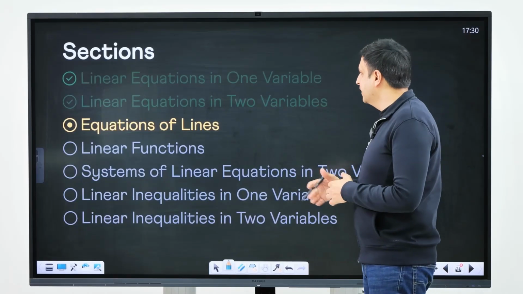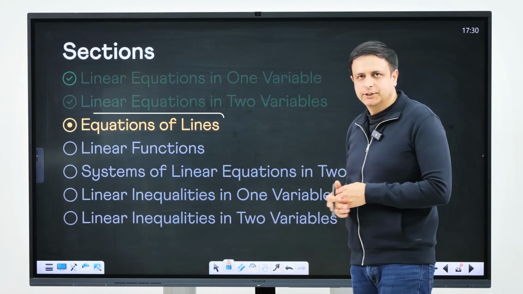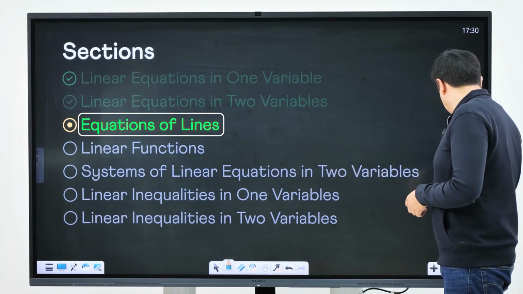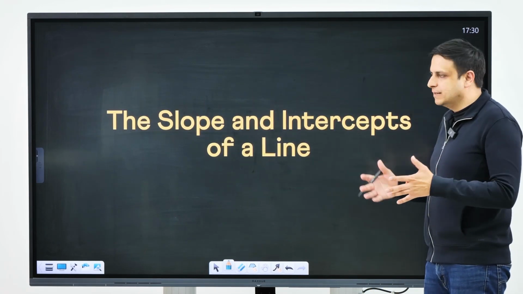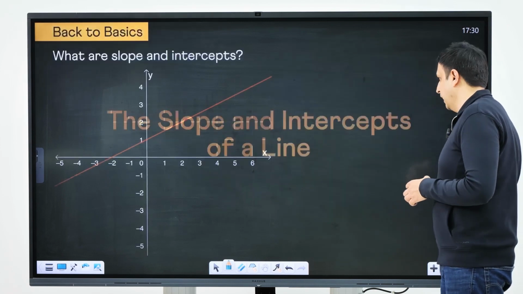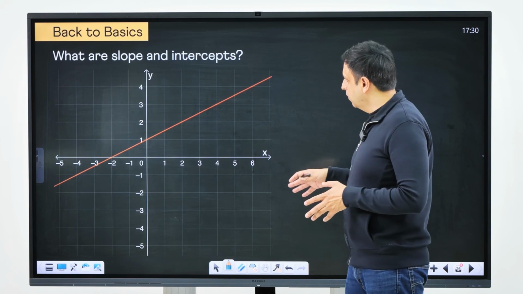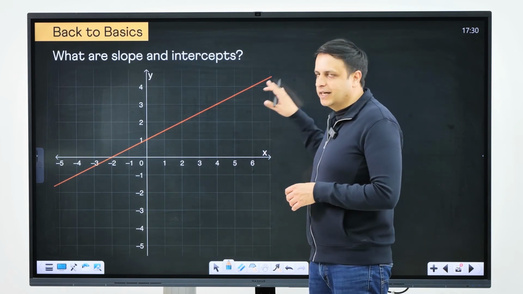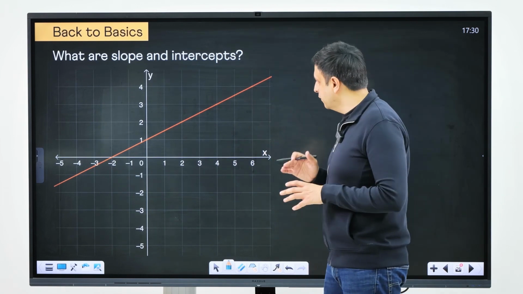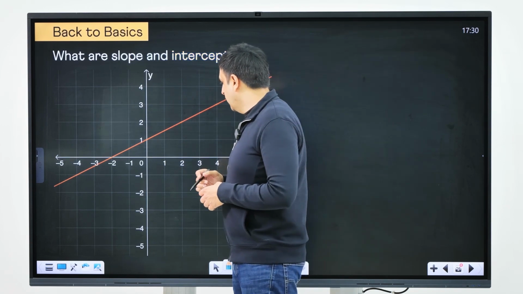Alright, so we have completed 2 out of the 7 sections, and now we will be doing this third section, equations of lines, and we'll start with this theme, the basic concept of the slope and intercepts of a line. So here we have this straight line, and we'll talk about the slope of this line and the intercepts of this line. So let's actually first talk about the intercepts because that's actually a very straightforward idea.